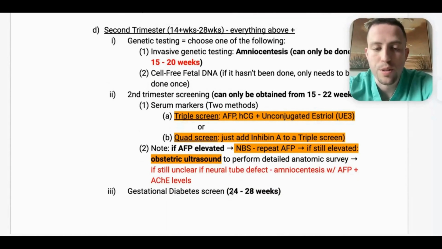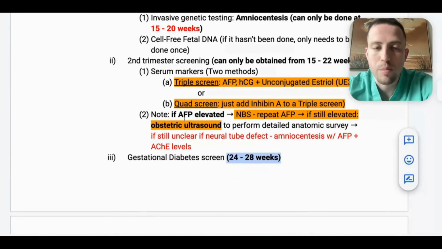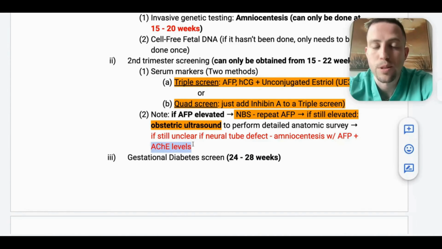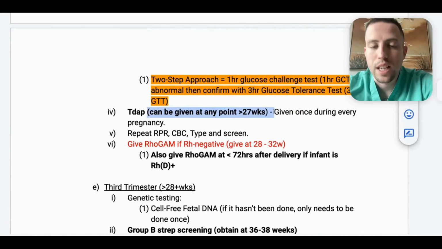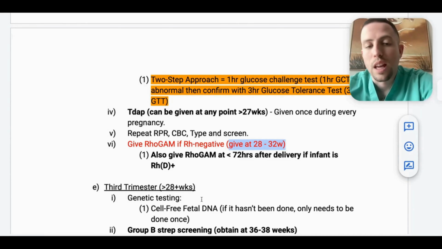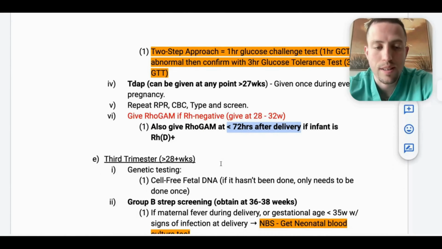Generally, you check for gestational diabetes with the 1-hour and 3-hour test at 24 to 28 weeks. If the patient has elevated AFP levels on their second trimester screening, then you would do an obstetric ultrasound to look for neural tube defects. Remember, neural tube defects will have elevated alpha-fetoprotein and acetylcholinesterase levels. And last but not least here, Tdap is given at any point after 27 weeks, and RhoGAM is given at 28 to 32 weeks if the patient is Rh negative. And you also give RhoGAM at less than 72 hours after delivery if the infant is Rhd positive. All that is very highly tested.